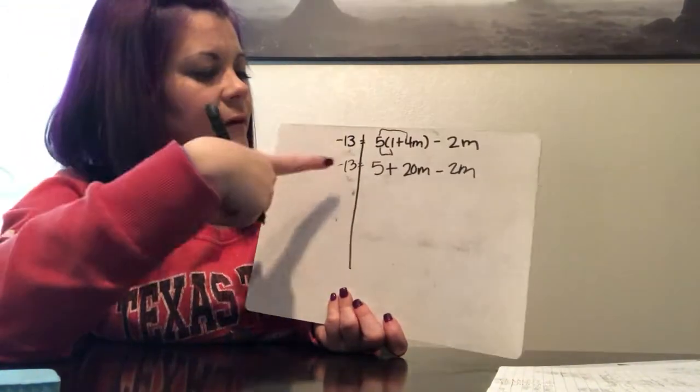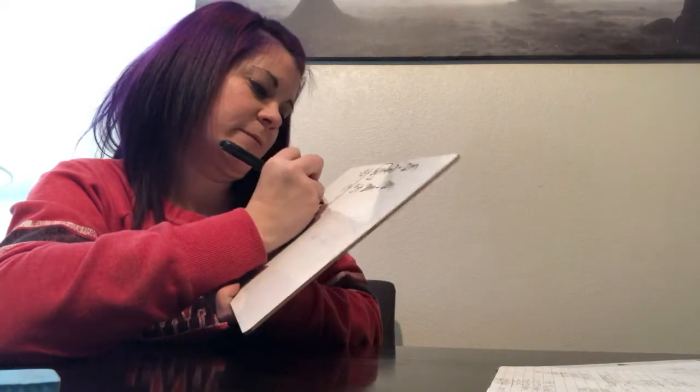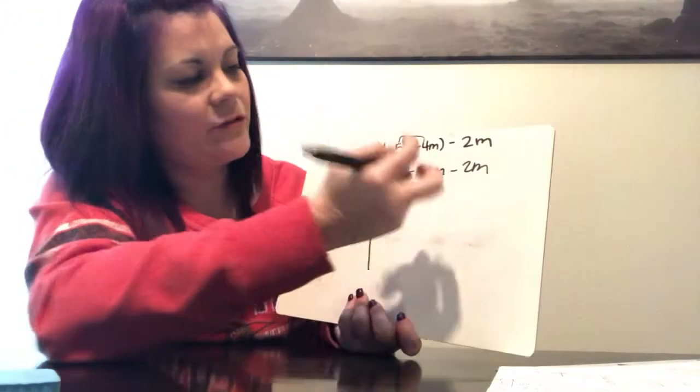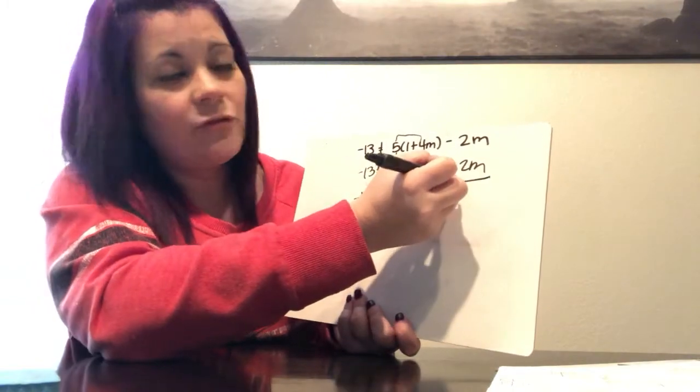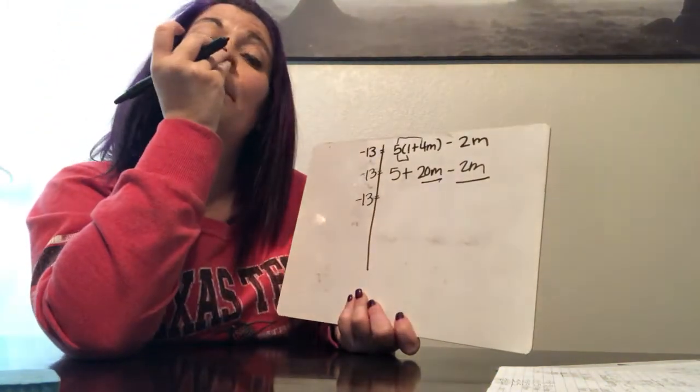Second step is simplify on the left side, combine like terms. Nothing to do, so I just rewrite the negative 13 once again. Over here, combine like terms. We have a 20m and we have a 2m. And the operation in between is 20m minus 2m. So that's 18m, because 20 minus 2 is 18.